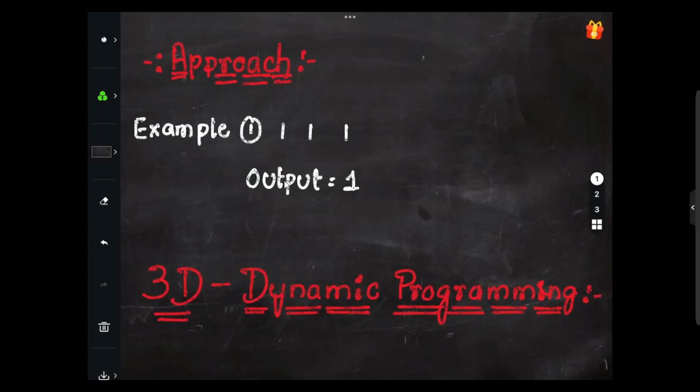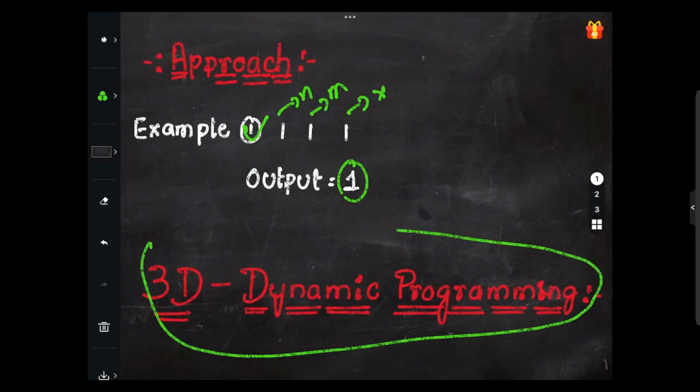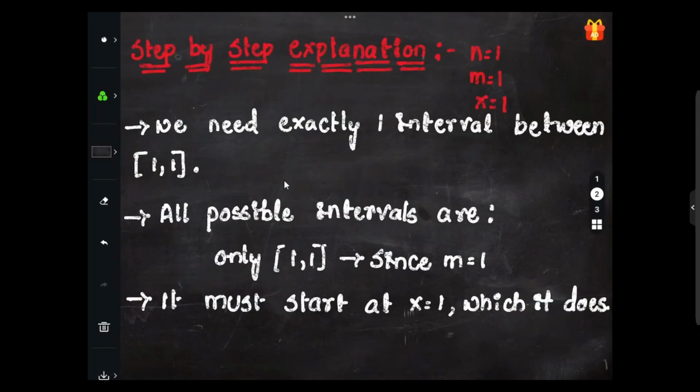So here I have considered the same first example that they have given in the question. Here we have n equals 1, m equals 1, and x equals 1. The output that we need to get here is 1 as well. The first thing I want to say is we will be making use of 3D dynamic programming. Just keep this in mind, we'll be going with the 3D DP. Let's move on with the step-by-step explanation.